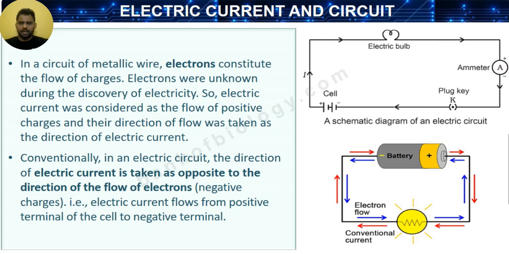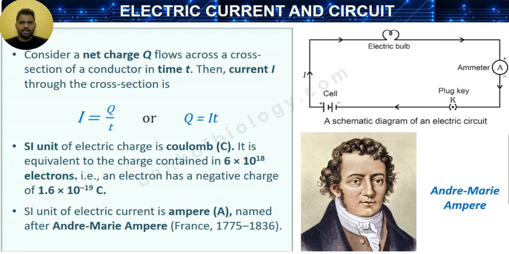Okay, now let's move ahead. The SI unit of electric current is ampere. So who was Ampere? Ampere was a scientist, André Marie Ampere. He was in France, 1775 to 1836. So the SI unit of electric current is ampere, and it is named after this scientist, André Marie Ampere.